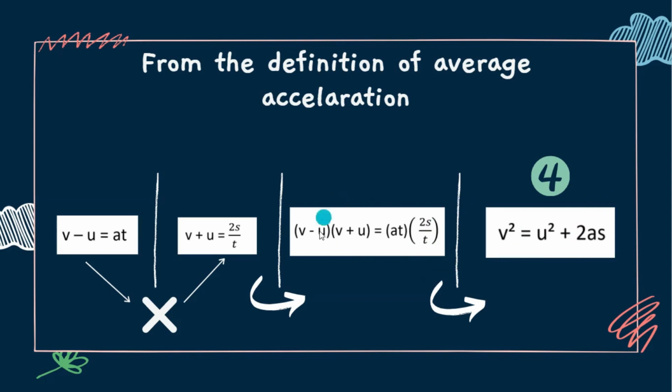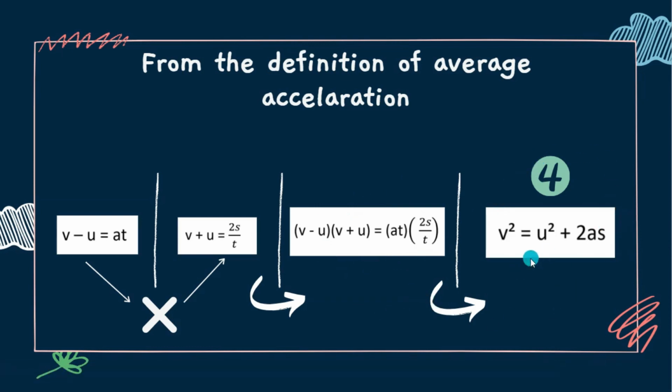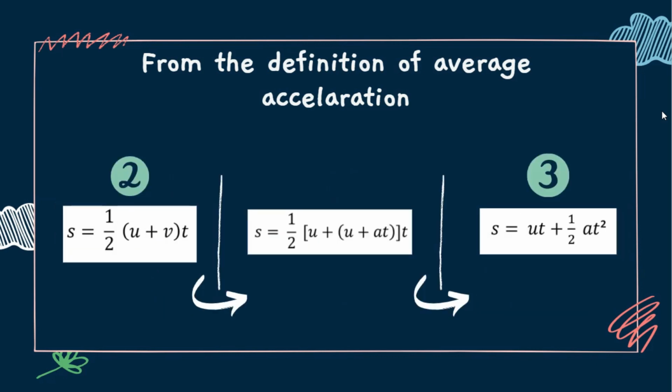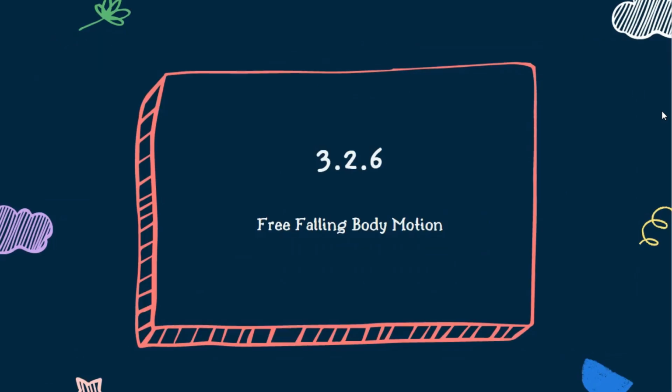Then from this formula, we solve it and then we get the fourth formula, or the last formula, which is v squared equal to u squared plus 2as. This is the last formula in this subtopic. Okay, so we can use any of these equations, which is the first formula, the second formula, the third formula, and the fourth formula. We can choose which is the best and appropriate for the question.